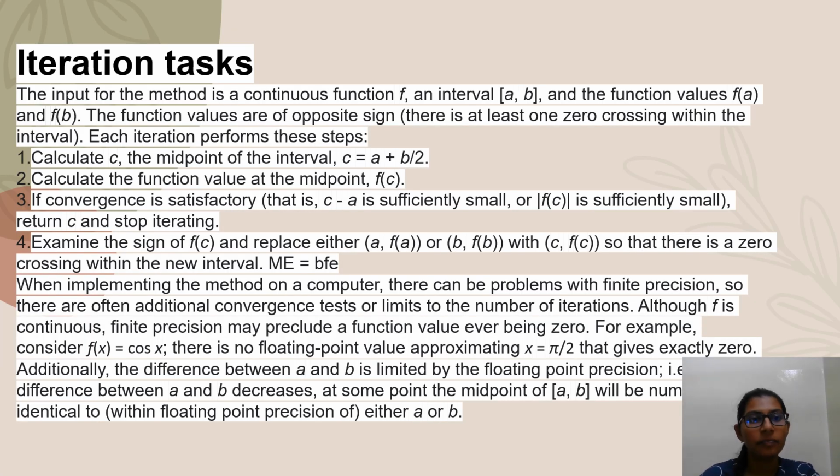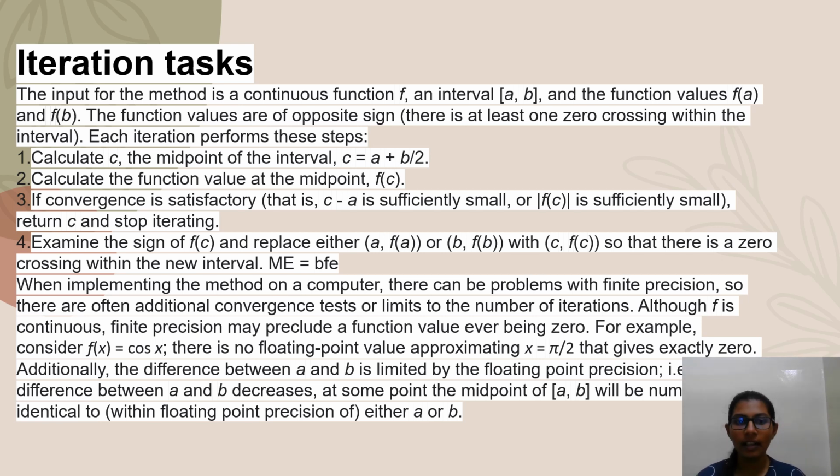Iteration tasks. The input for the method is a continuous function f and an interval a comma b, and the function values f of a and f of b are of opposite sign. Each iteration performs these steps. First, calculate c, the midpoint of the interval. c is equal to a plus b divided by 2.